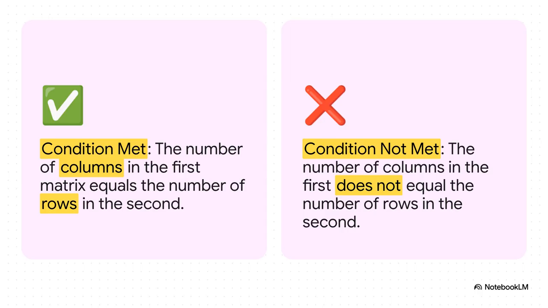Here's the deal. To multiply matrix A by matrix B, the number of columns in the first one, in A, has to be the exact same as the number of rows in the second one, B. Think of it like the two inner numbers have to match. If they don't, you just can't do it. Multiplication is impossible. But if they do match, the new matrix you get will have the dimensions of the outer numbers, the rows from A and the columns from B.